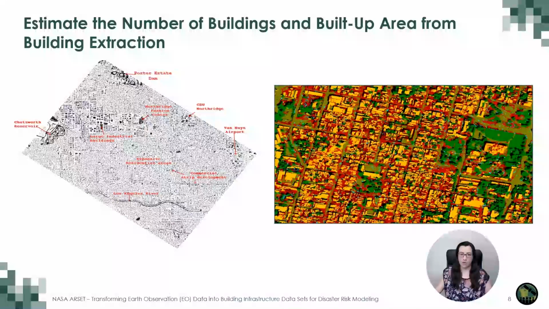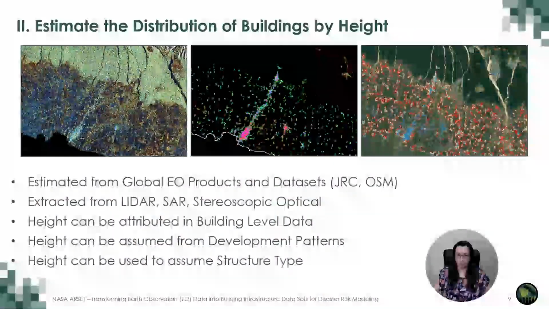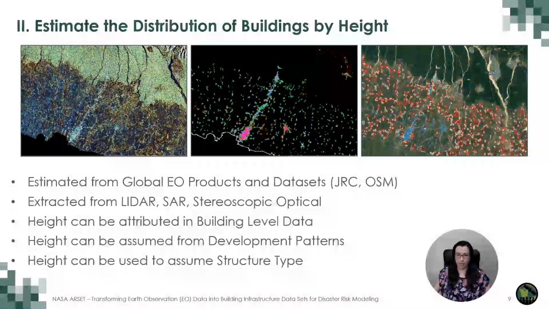And using the extracted building footprints as a sample set, we can extrapolate and estimate the number of buildings and built-up area. As with the building footprint extraction, we were able to use Earth observation-based data products for determining building heights.